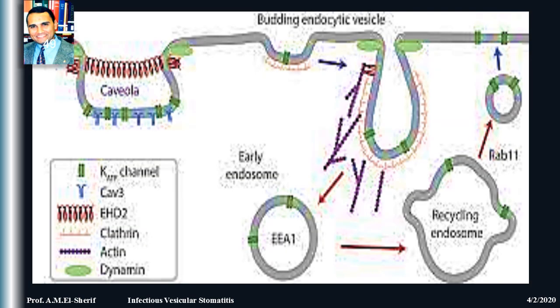occur. This chart explains in a simple way the building of the endocytic vesicle, where here the clathrin, actin and domain, and the recycling endosomes and early endosomes.